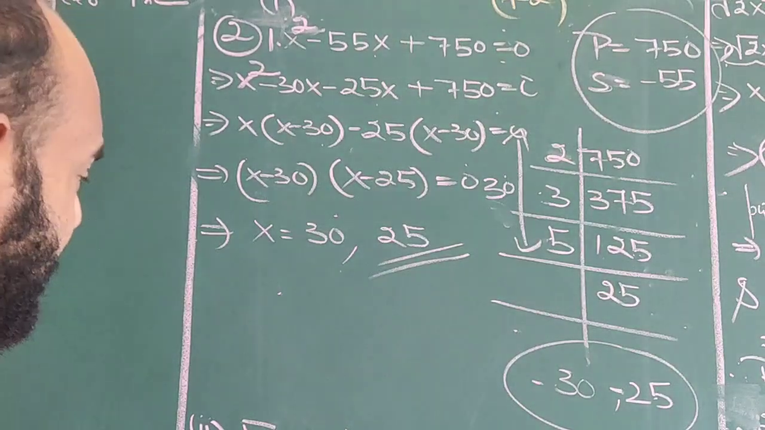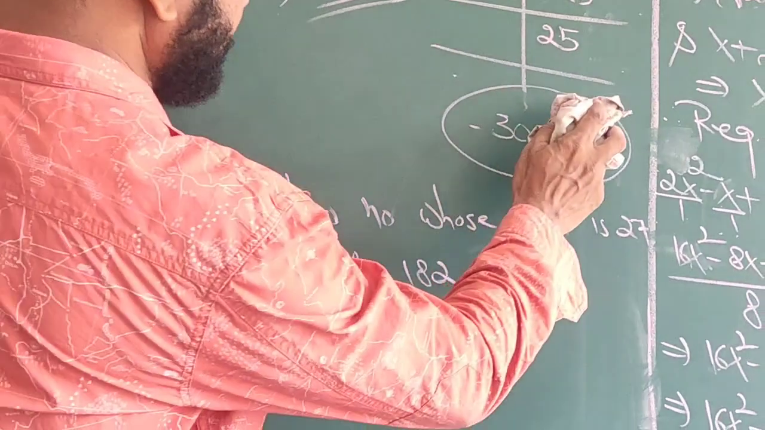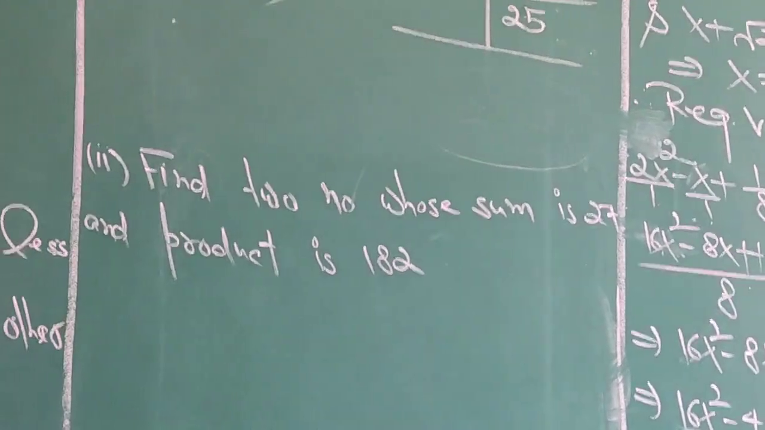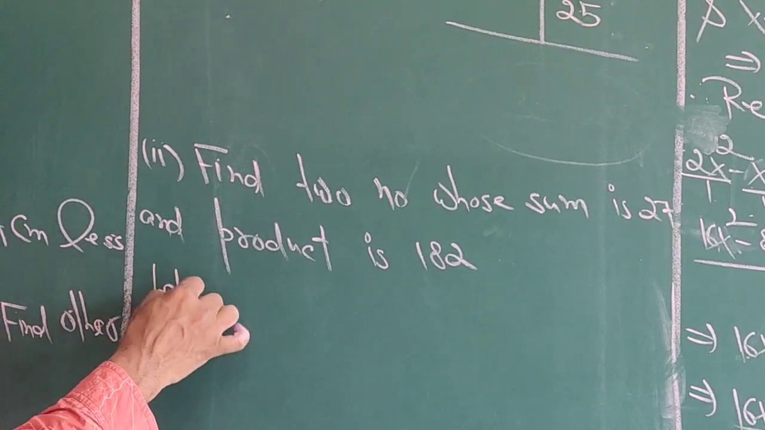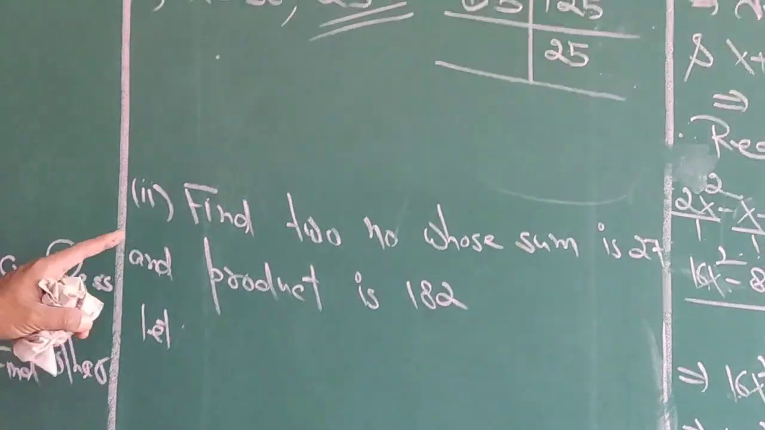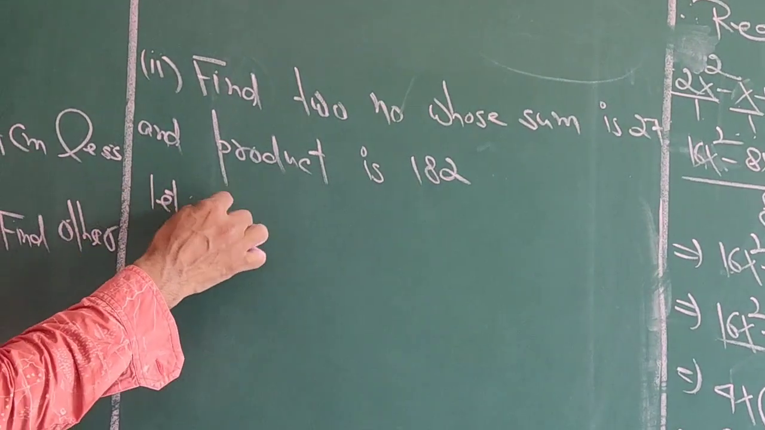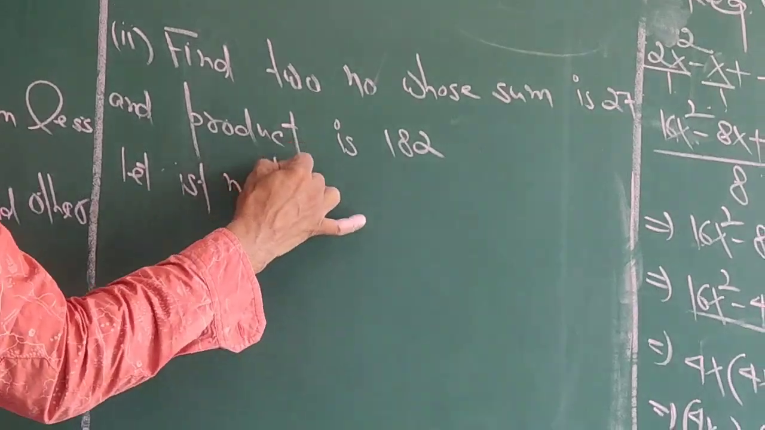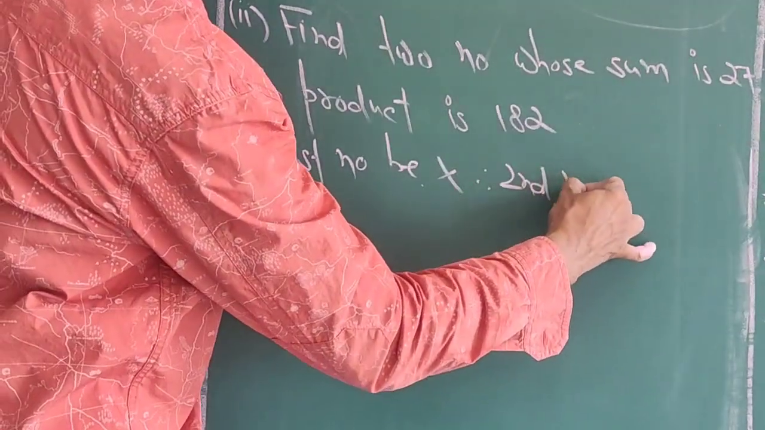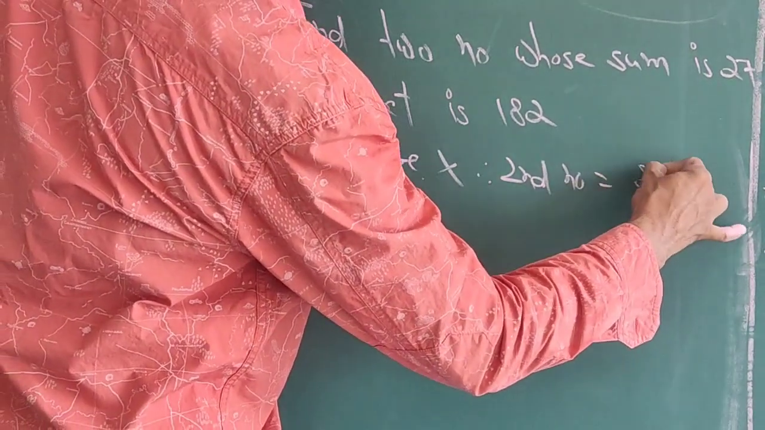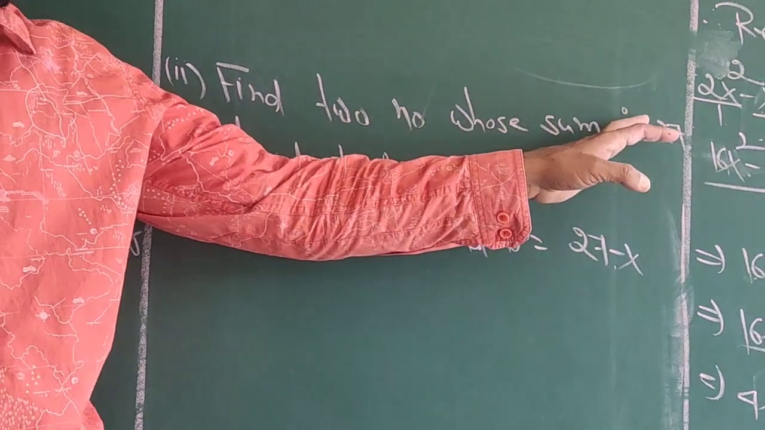And the next question is: find two numbers whose sum is 27 and whose product is 182. Let the first number be x. Therefore, the second number must be 27 minus x because it is given: find two numbers whose sum is 27.